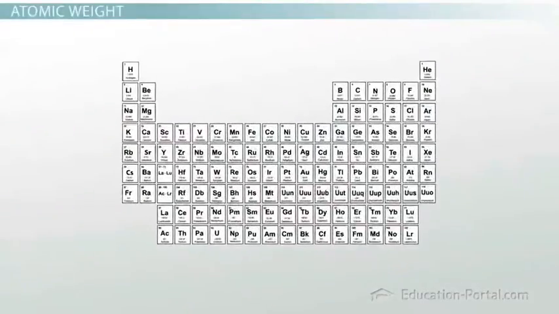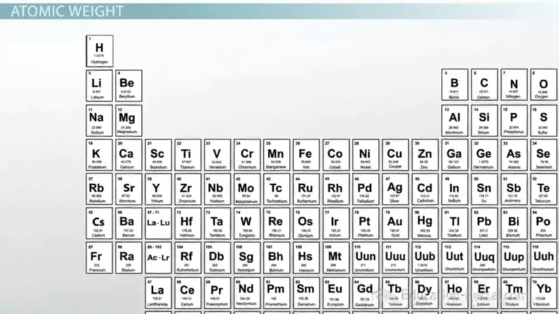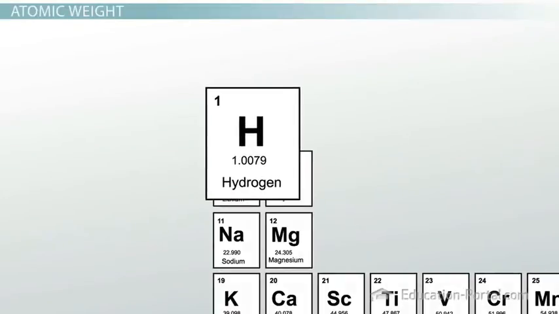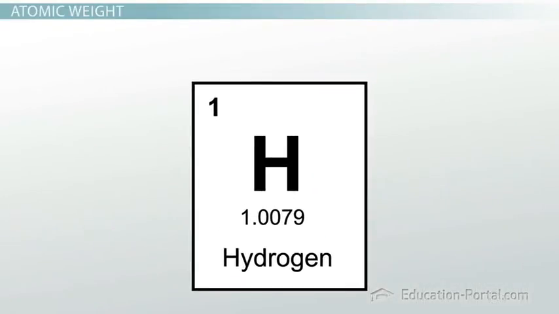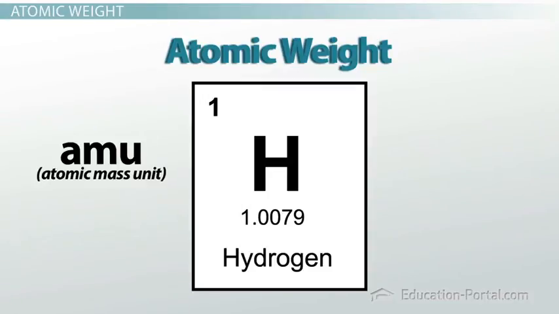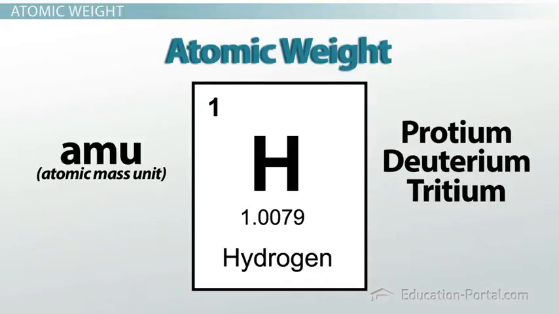Now I'd like to focus your attention to the periodic table. More specifically, the hydrogen block at the top left corner. See that little number below the chemical symbol? That is called the average atomic mass, or the atomic weight. Remember, the units for atomic mass are AMU, or atomic mass units. So which isotope's mass are we seeing? Protium, deuterium, or tritium? The answer is all of them.